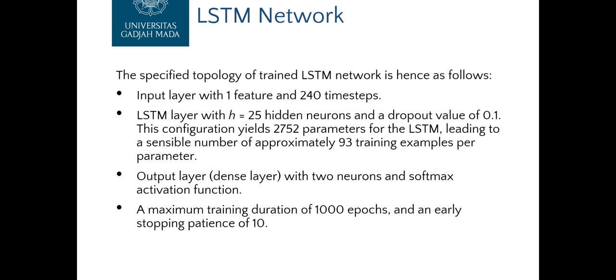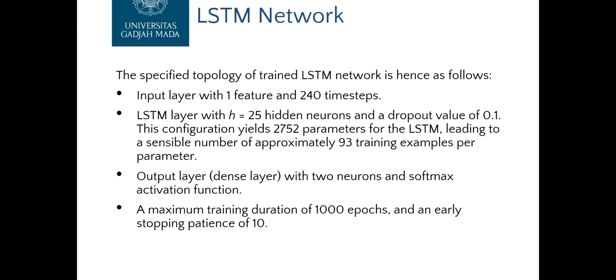The specified topology of the trained LSTM network is hence as follows. Input layer with one feature and 240 time steps. LSTM layer with h equal to 25 hidden neurons and a dropout value of 0.1. This configuration yields 2,752 parameters for the LSTM, leading to a sensible number of approximately 93 training examples per parameter. Output layer or dense layer with 2 neurons and softmax activation function.